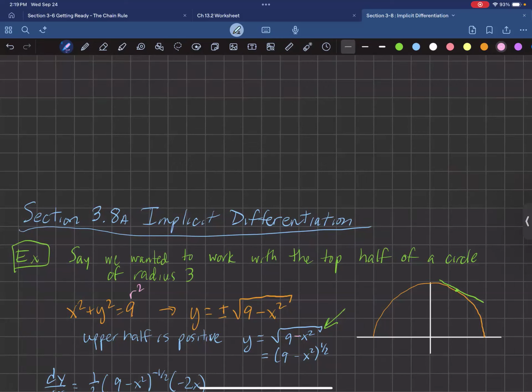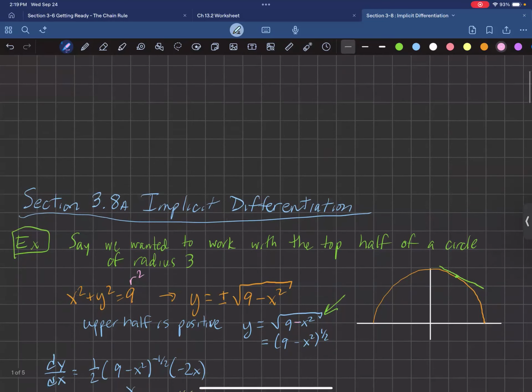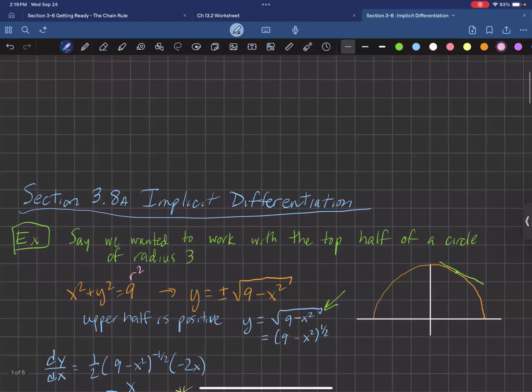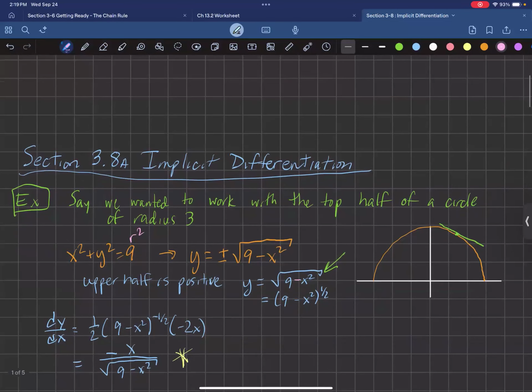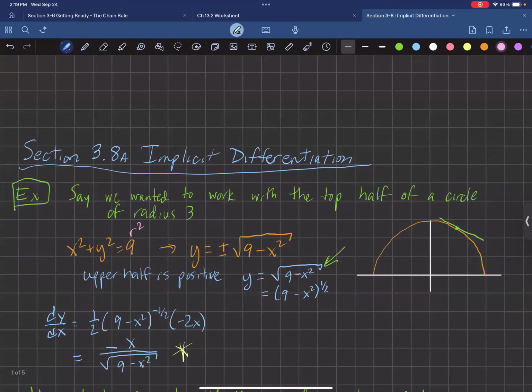I rewrote that as 9 minus x squared to the 1/2, so that when I did dy/dx, it's a little bit easier. We bring the power down, lower it by 1, and take the derivative of the inside. So we have 1/2 times 9 minus x squared to the negative 1/2, and then the derivative inside is negative 2x. We clean it all up, and we get negative x over the square root of 9 minus x squared. Now, this wasn't too bad, but it can get pretty ugly, especially if this was a lot different. There is another method of getting this same answer.